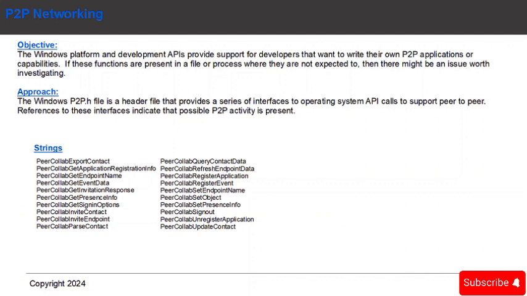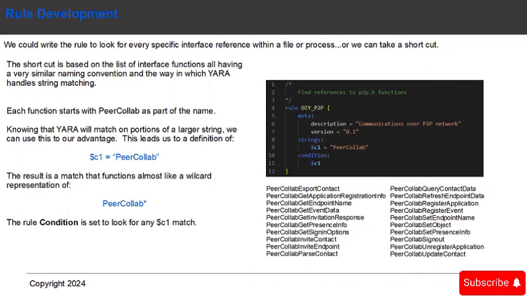And these calls all support peer-to-peer networking references. You can see a list of the strings that we're going to look for here. They all start with PeerCollab, and then there's a pattern here where that prefixes the name of the command or the function that you want to invoke. So very developer friendly. Now, our rule could look for all of these, but we're going to take a shortcut here. And the shortcut is based on that naming convention. It's based on the fact that the list of interface functions all have this very similar naming convention. And that's what we're going to use with our YARA rule.